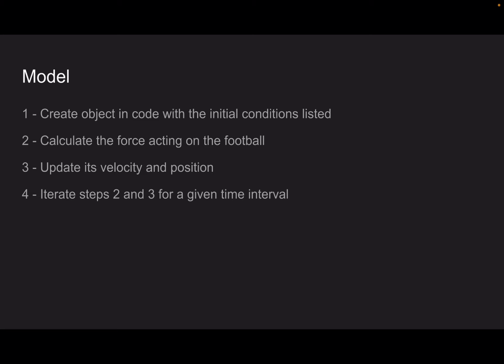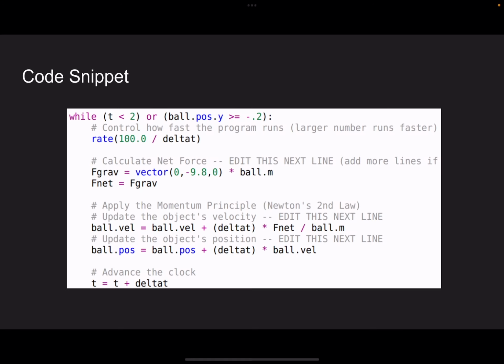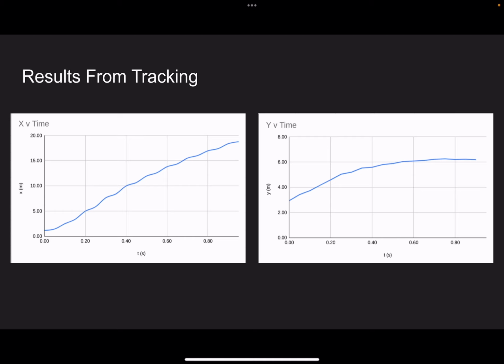Now for the model in my code, the steps will be: first, create an object in the code with the initial conditions listed for the football. Second, calculate the forces acting on the football. Third, update its velocities and position. Fourth, iterate steps 2 and 3 for the entire given time interval. Here's a snippet of the code. This is just the core, the most important part. This is heavily inspired by Lab 102, I forget which one.